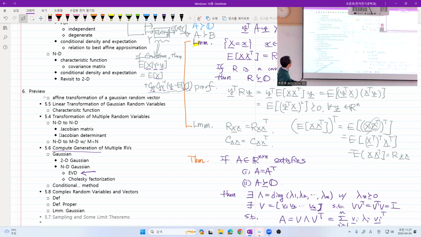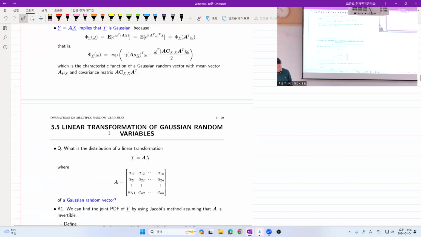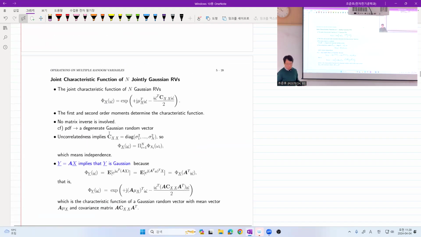And I found that our handout had section 5 about the linear transformation of Gaussian random variable, and section 4 for the general transformation of a random vector. So I switched the order of these two, because anyway, we are going to handle this topic first. So let me do that like this. So this is what you've seen last time. This is the characteristic function of a Gaussian random vector.